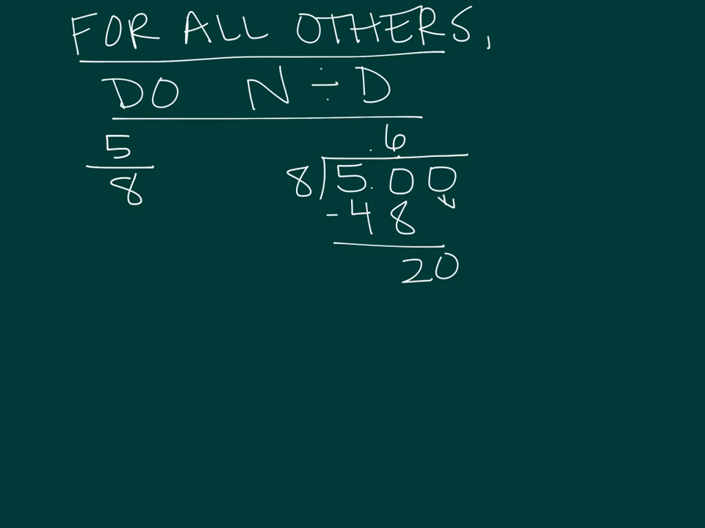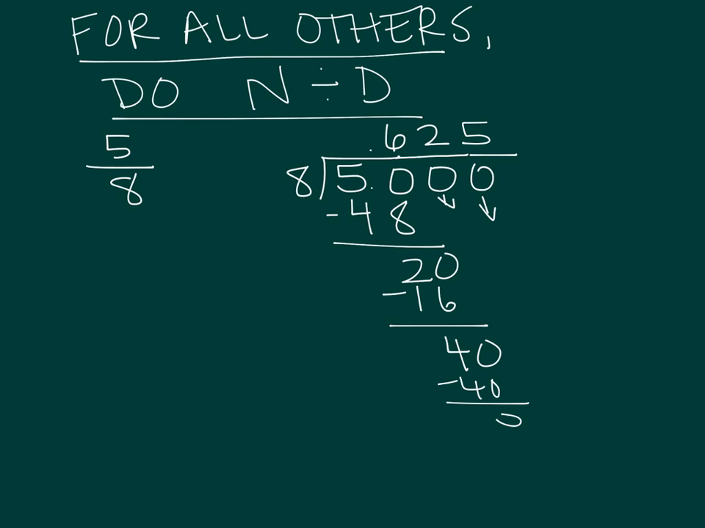Keep dividing. 8 goes into 20 2 times. That's 16. Subtract and you get 4. One more 0 will do it, people, because 8 goes into 40 5 times. And that's 40, nothing left over. Now, that makes this decimal 0.625, like you just divided. However, if I move my decimal twice to the right, that's 62.5%.